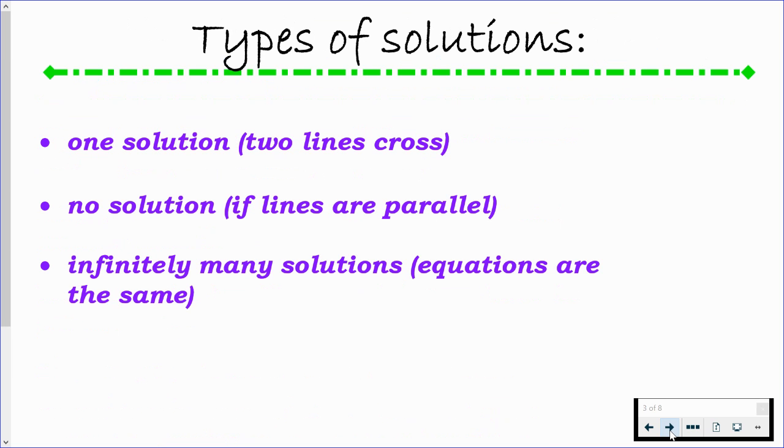Remember, there's 3 types of solutions when you're graphing systems and using the substitution method. One solution, and remember that's when 2 lines cross. No solution is if the lines are parallel. And infinitely many solutions, which means that the equations are exactly the same.